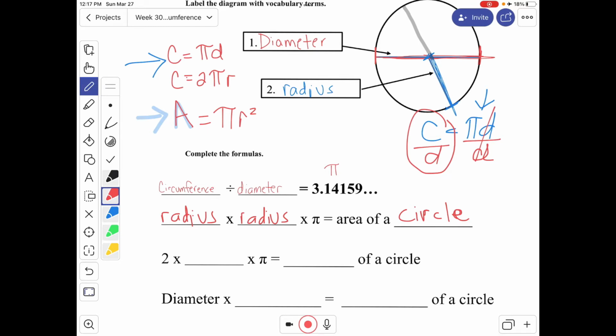Okay, the next fill in the blank says 2 times something times pi is going to be blank of a circle. Well, what do we have? Which formula shows 2 times pi times something else? That would be this one here. So 2 times, what's the number missing? Radius. So 2 times radius times pi equals the circumference of a circle.